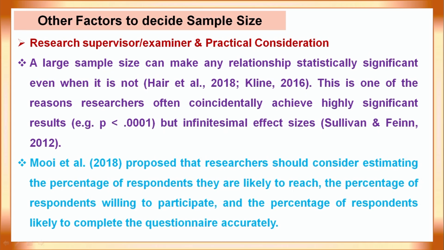Okay. So, a large sample size can make any relationship statistically significant. I already told that in the beginning. Because of that, sometimes you will find researchers coincidentally achieve a highly significant result. In most cases in social science research, they report highly significant results. But if you look into the effect size, you will find the effect size is very small. It is because of the use of a very large sample sometimes.